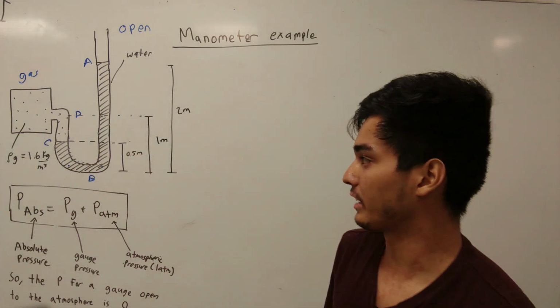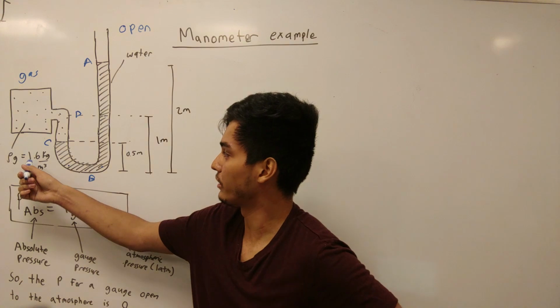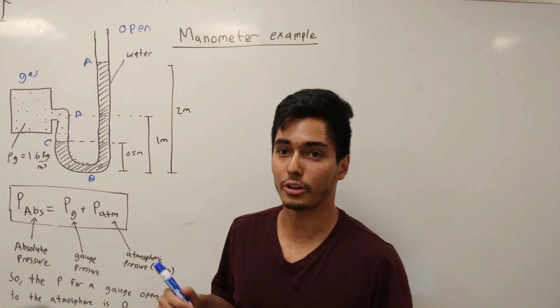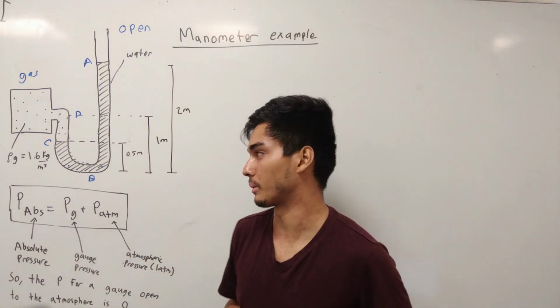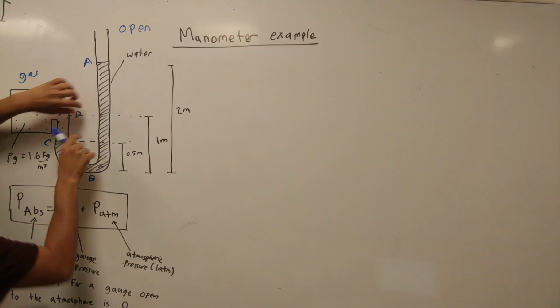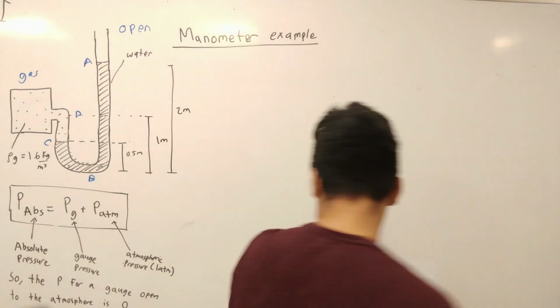Now, one little trick is that notice how the density of the gas is almost 1,000 times smaller than the density of water, because the density of water is 1,000 kilograms per meter cubed. Honestly, we can neglect this pressure, but we're not going to, so we can practice this.